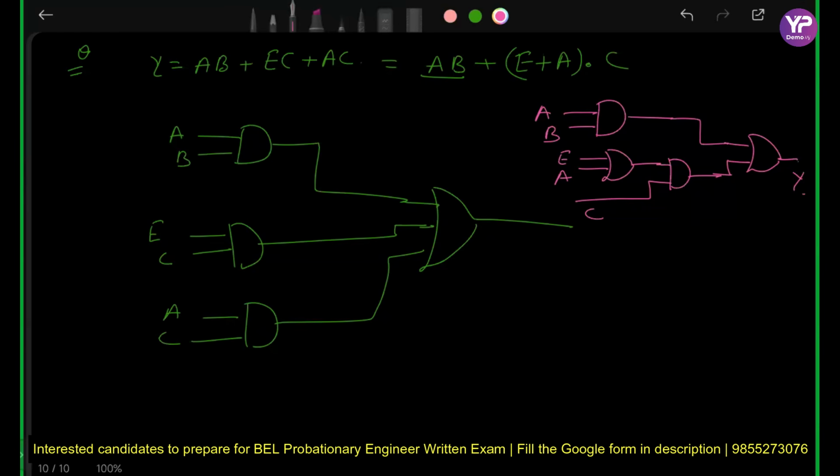Sir, this A line, can it be joined to the OR gates, sir? What are you saying? Can we join the A line in the AND operation and the OR operation, sir? Yes, yes, you can.